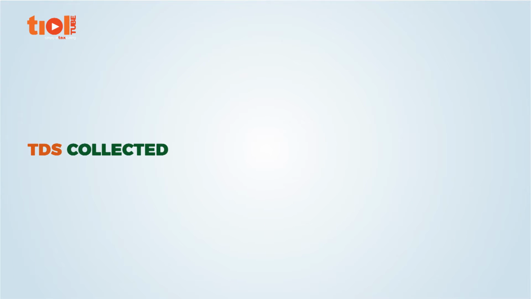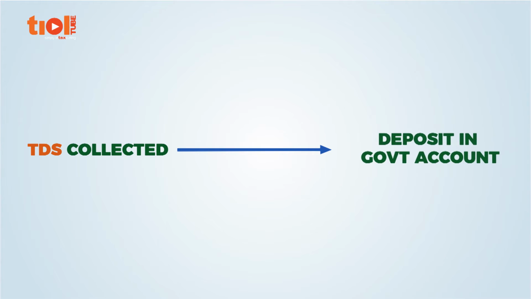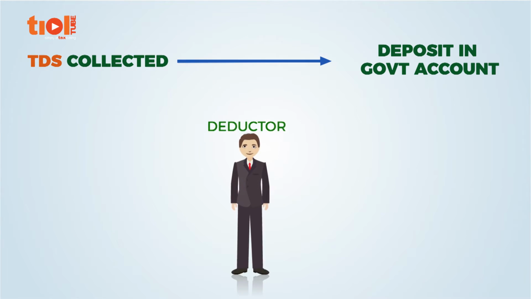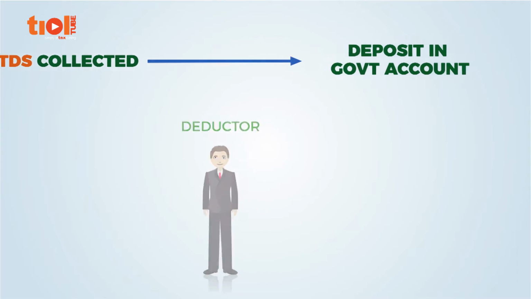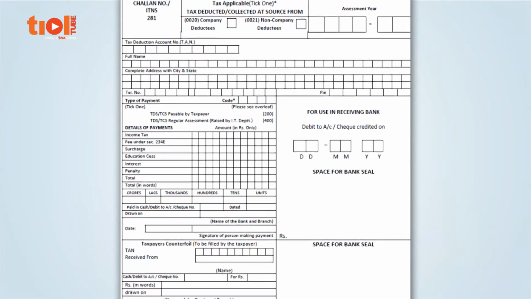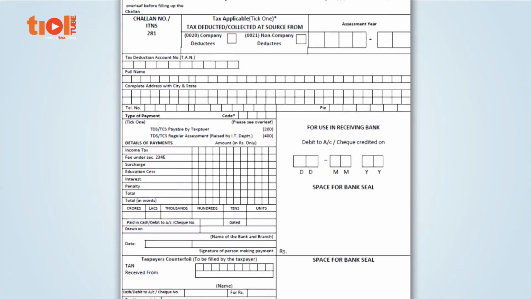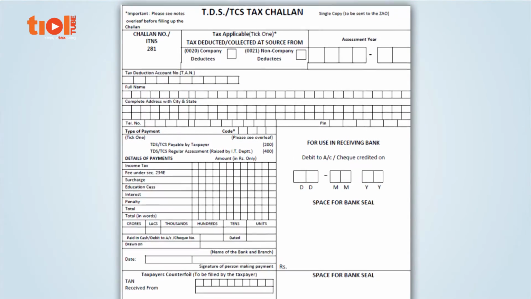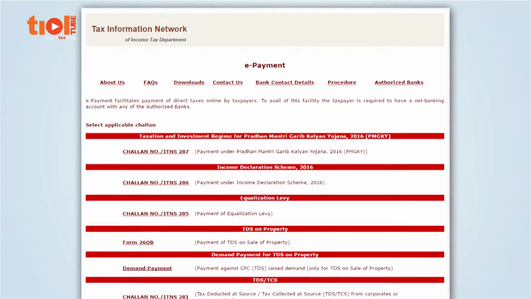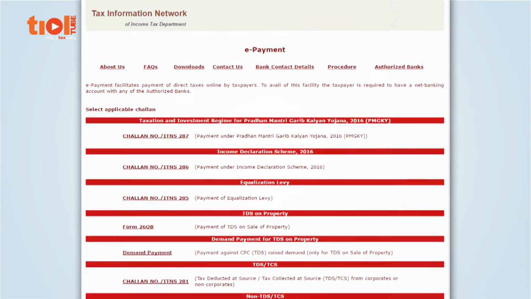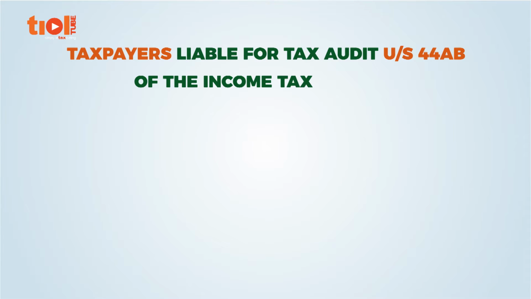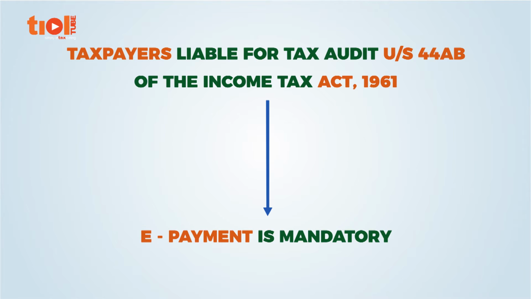After deducting tax from the payment to be made, the deductor needs to deposit that tax in the government account on behalf of the deductee. Deposit of TDS in case of corporates can be done either by way of ITNS 281 challan or by way of e-payment through the NSDL website. But for all corporate assessees and those taxpayers which are liable to get tax audit done under the provisions of Section 44AB of the Income Tax Act, e-payment of taxes is mandatory.